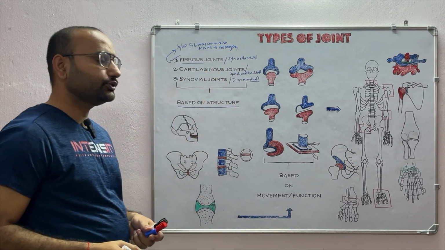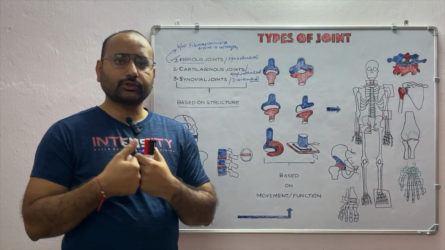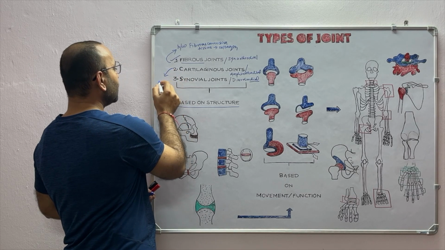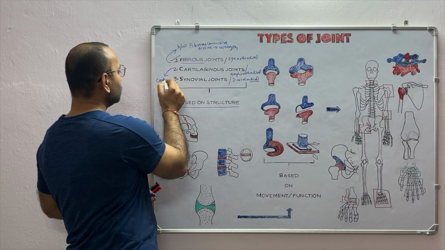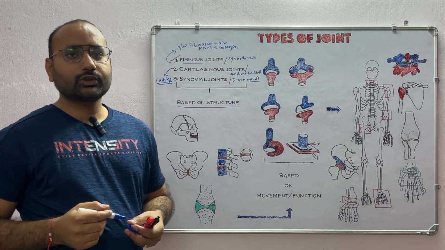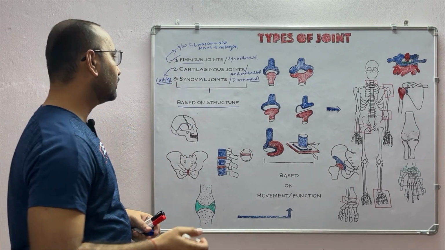Whereas in the cartilaginous joint, again the two bones are in very close proximity to each other, and the material between the bones is the cartilage, right? Now the collagen is stiffer than the cartilage, right? So just remember that collagen is stiffer than the cartilage.